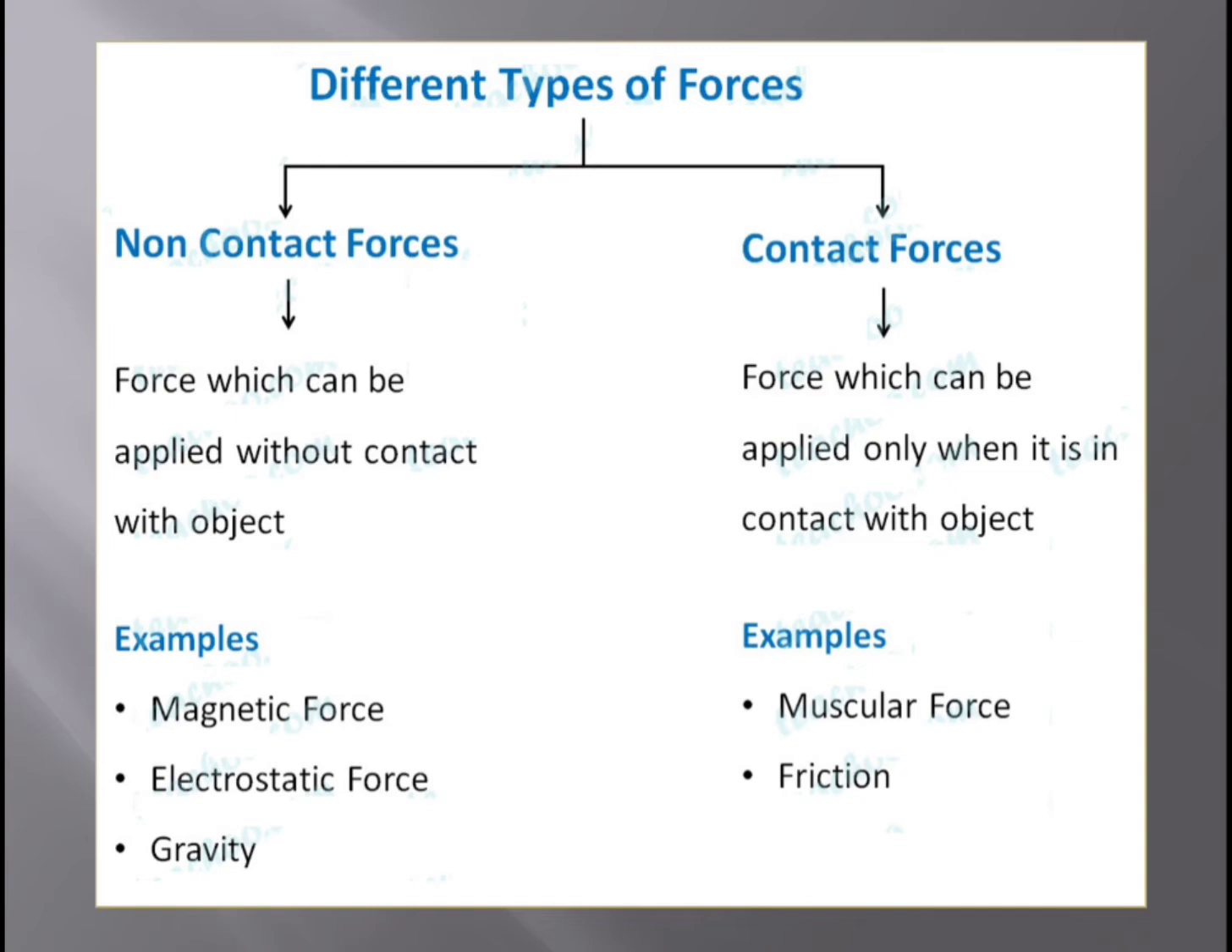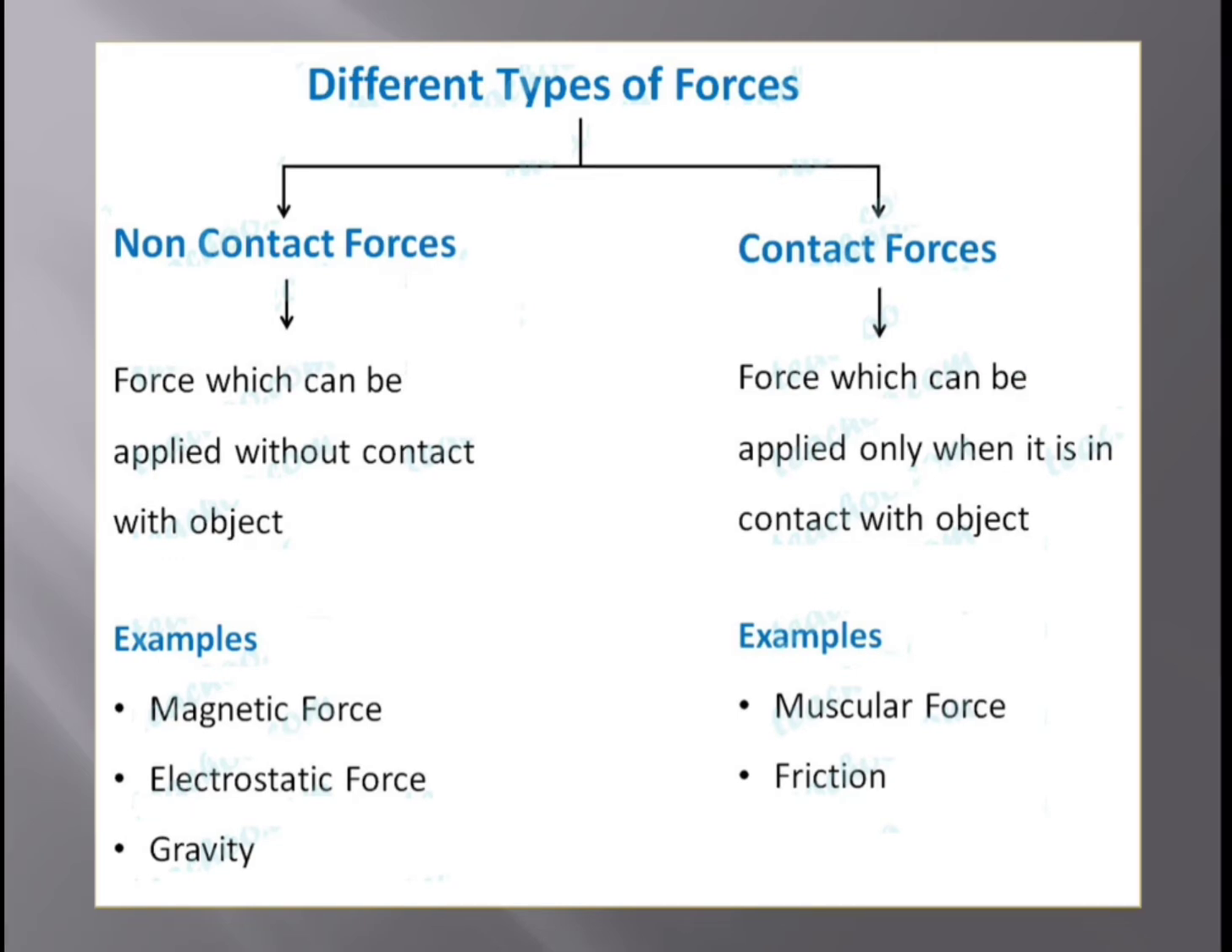Now, coming to friction. This is our block, and friction is one of the contact forces. Friction can be explained as the force exerted when two surfaces are in contact with each other, and the force acts in the direction opposite to the direction of motion of an object.